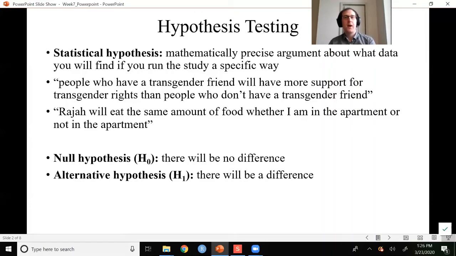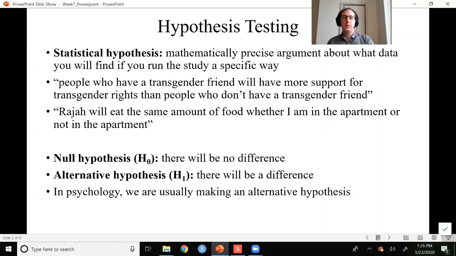Again, how you frame this will depend on what you expect. I could also be making the opposite argument, that maybe I need to be in the apartment for Raja to eat his food for whatever reason. And then my alternative hypothesis will be Raja will eat more food when I'm in the apartment than when I am not in the apartment. This, again, is following up on your research hypothesis. So based on running studies or based on your own experiences or whatever it might be, you have these ideas and then you're specifying this is what we would expect the outcome to be at the end of the study.